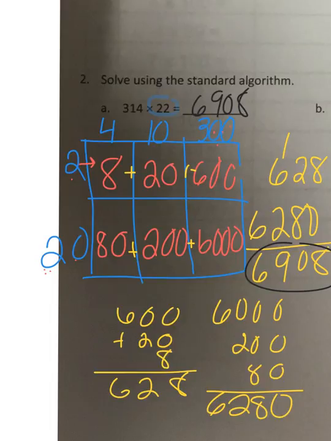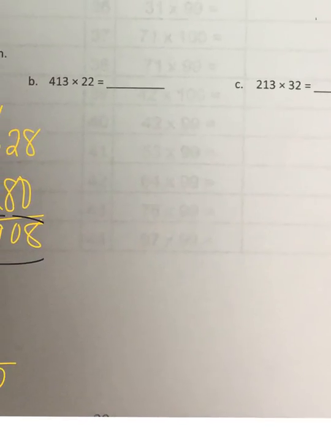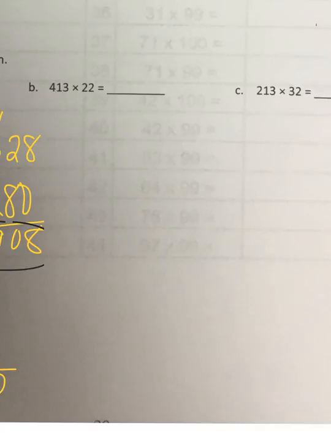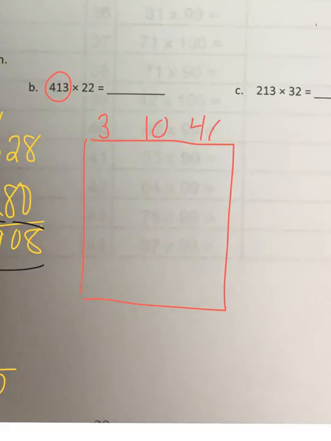Okay, so I'm going to let you try the next one. Here's how I'm going to do that, okay? I'm going to set up your box for you, and you are going to go ahead and multiply. So this one, we have 413, so that's 3 ones, 1 ten, 4 hundreds. This one, 2 ones, 2 tens. I am going to let you try it out, okay?